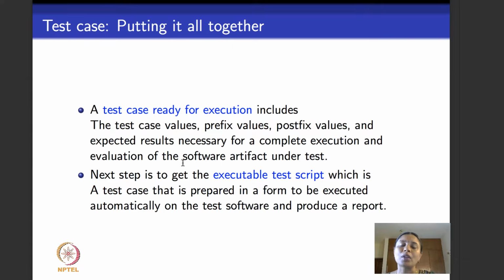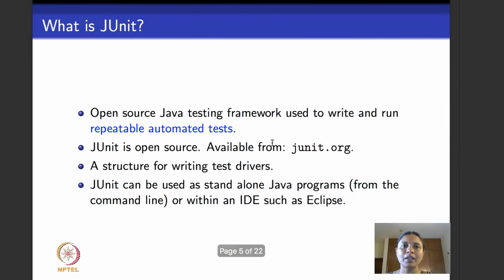Right? So now if we take the raw test case as it was designed and make it ready as a test script to be executed, what is the summary of things that it has? It has the actual test case values, the prefix values, the postfix values, and as I told you, it also has the expected outputs, right? So when we put it all together and get it ready, our final result at the end of the test automation step should be an executable test script, which is a test script that contains all these values and can be executed directly on the piece of code that it is being tested on. Right?